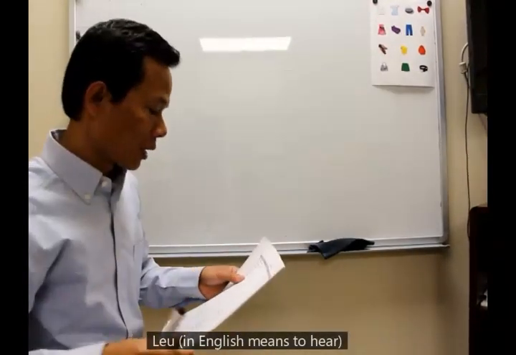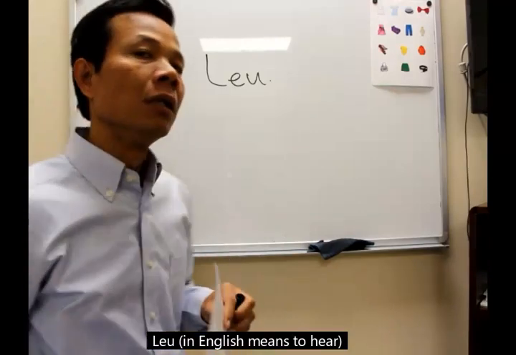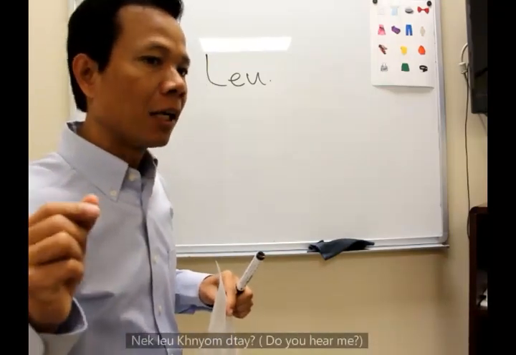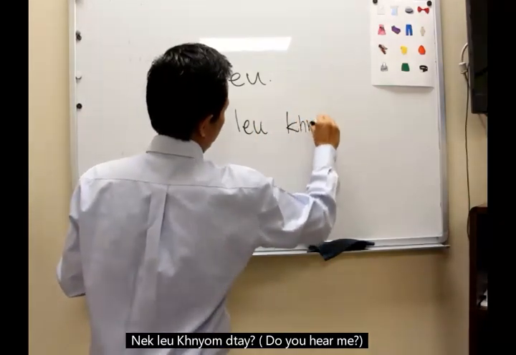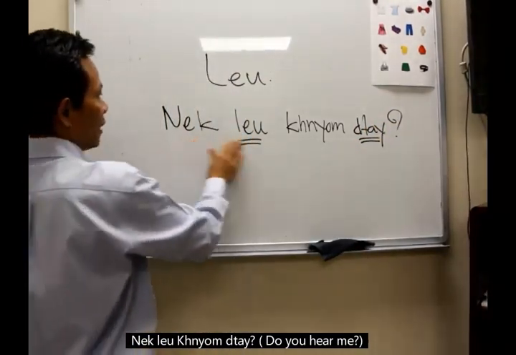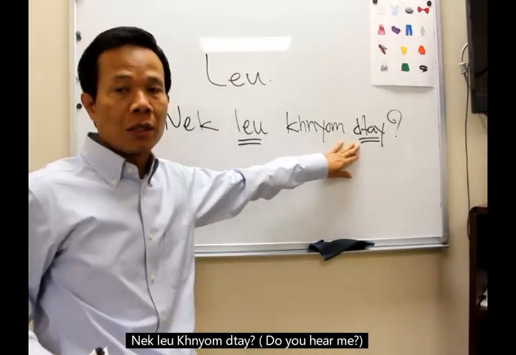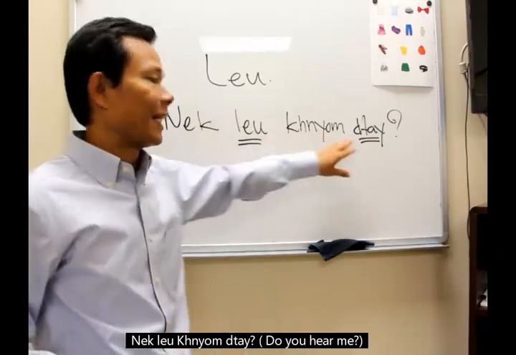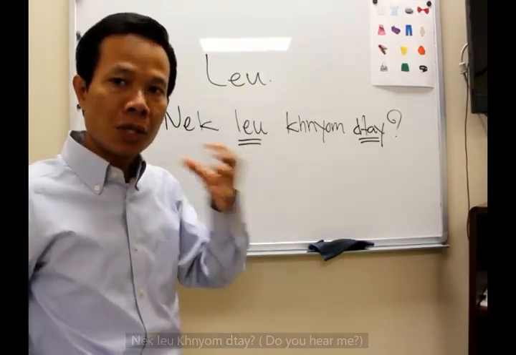To hear. In Khmer we say lu. Lu, to hear. So do you hear me? In English we say do you hear me? Nè lu khnyom te. Ba nè lu khnyom te. I hope you understand the word te. Te is a question marker for do or are you questions, the yes and no questions, with te at the end. So ne lu khnyom te means do you hear me? Lu is to hear.